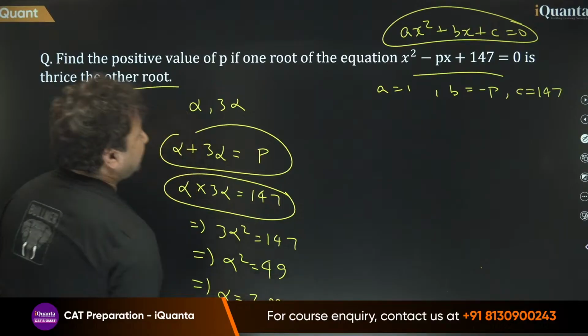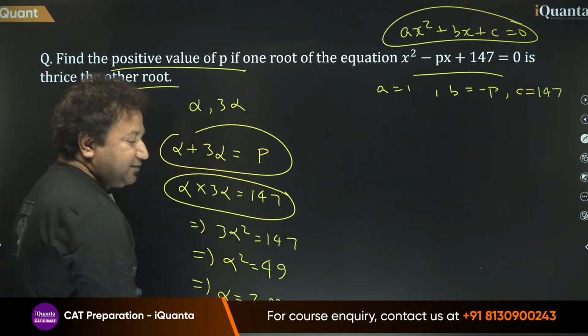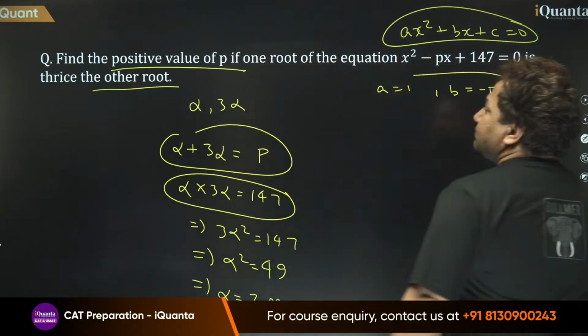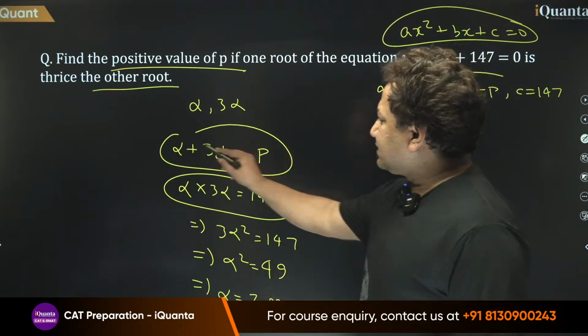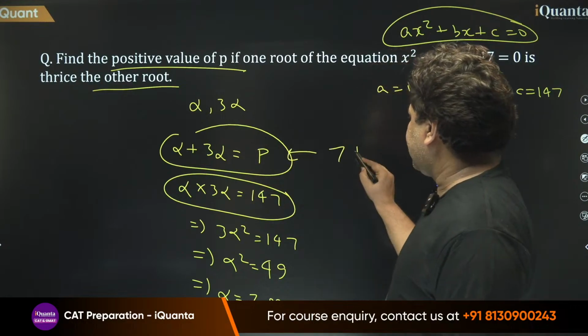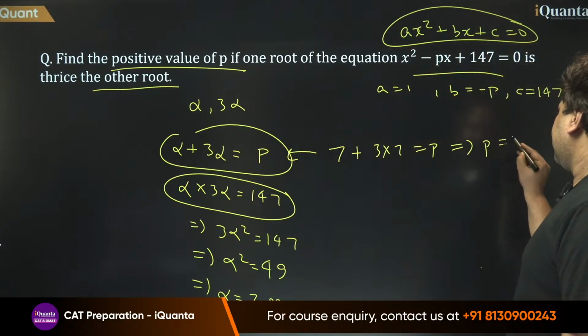But the question talks about positive value of p. So I'll choose positive and reject the negative one. All right. So alpha is 7. I'll put alpha 7 over here, and I'll get 7 plus 3 times 7 is the value of p. That becomes 28. 28 is the answer.